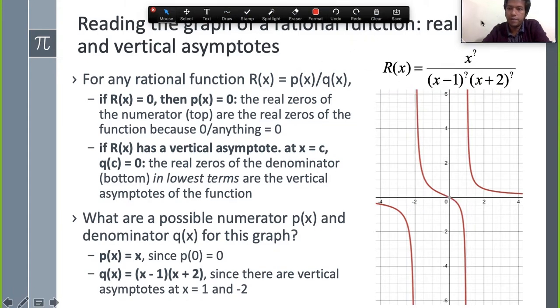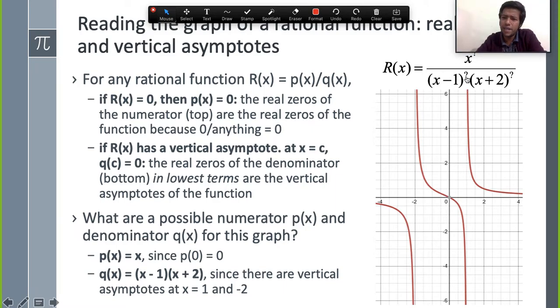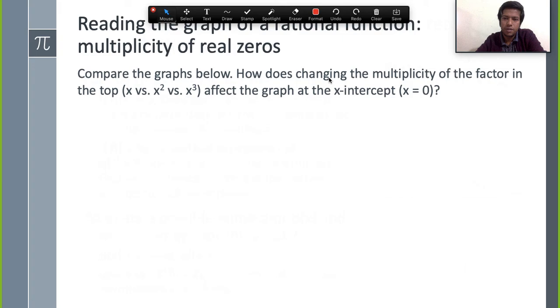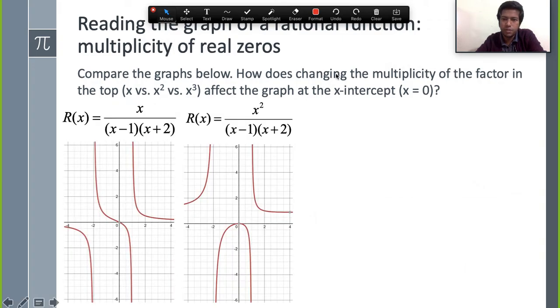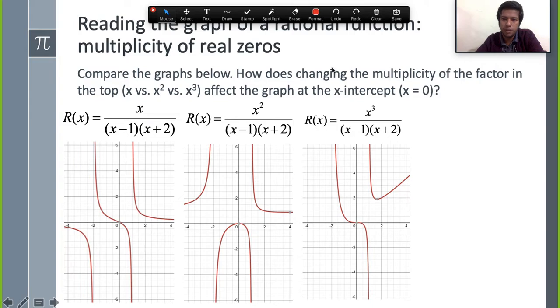So this is something like that. But we do not know if there is some power here, a power of x, a power of x minus 1, a power of x plus 2. What is the power of this, or what is the power of this x? How do we know? So let's look at how this works.